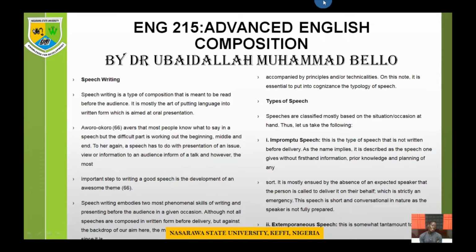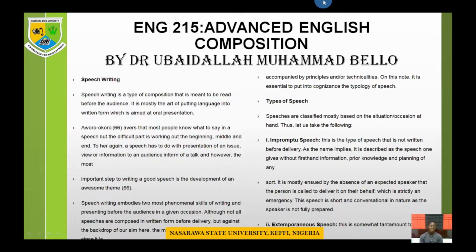Speech, or speech writing rather, is a type of composition that is meant to be read before the audience. It is mostly the art of putting language into written form, which is aimed at oral presentation. There are different postulations on the notion of speech or speech writing by different scholars, but most of them agree that a speech is a piece of composition. That is one. Two, it has to be presented before the audience, who are the consumers of the speech. And three, there must be a presenter who is to stand before the audience to do the presentation.